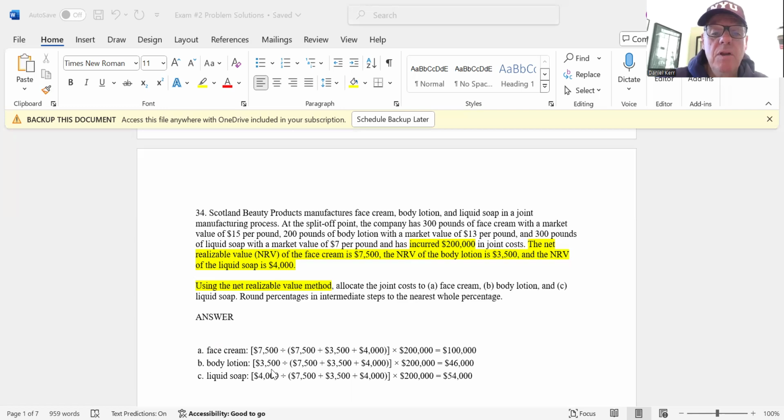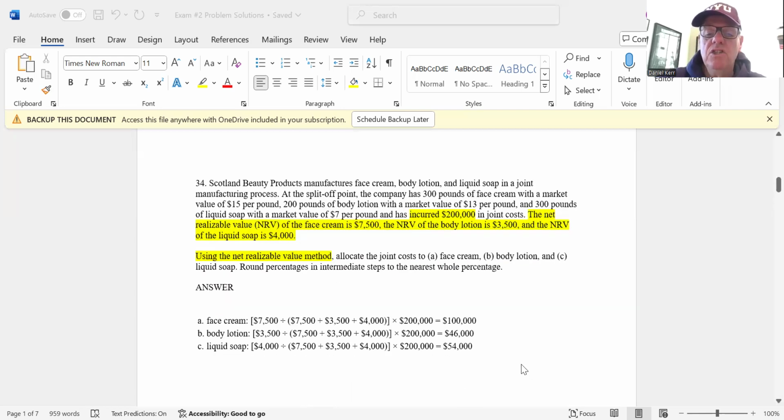And then liquid soap, you know the net realizable value is 4 divided by the combined total of all the net realizable values times 200 gives you 54. So a little check on this, you should have added up all the net realizable values and make sure that the total, the combined amount of the net realizable value actually equals $200,000. So 100 plus 50, 46 plus 54 does indeed give us 200,000.